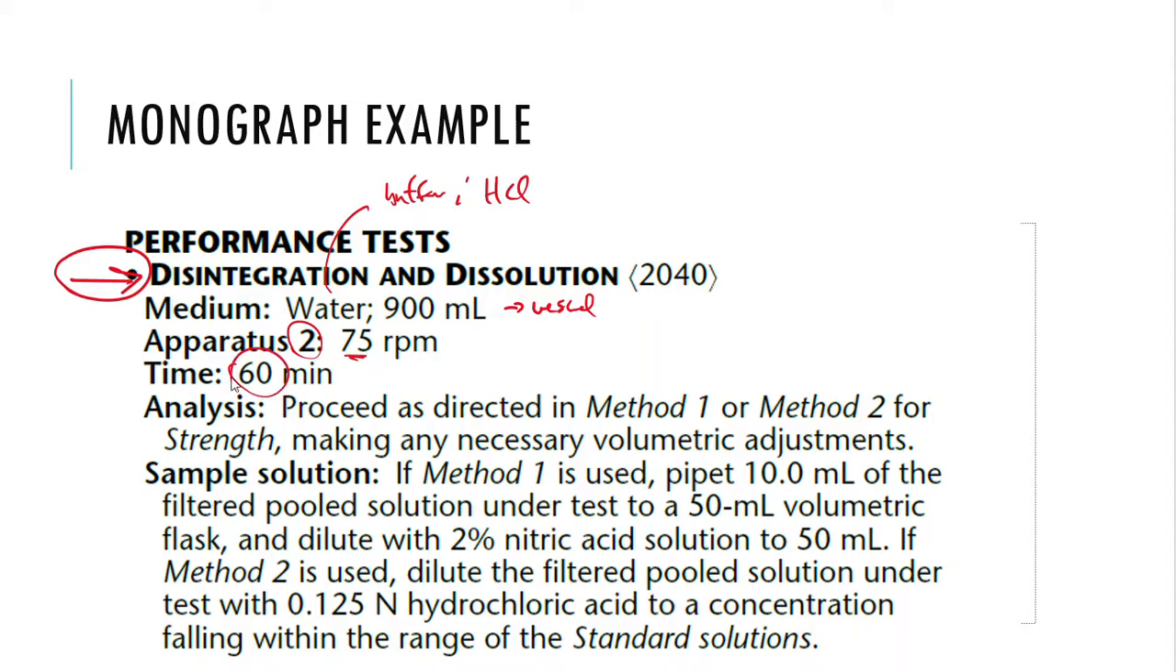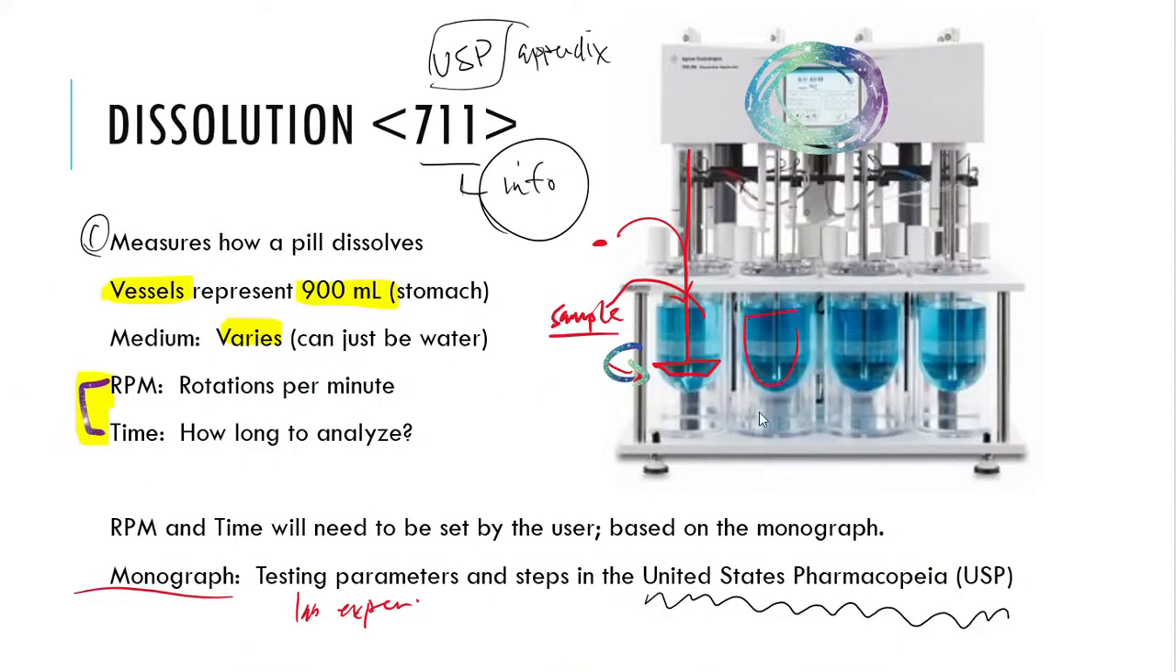The time interval is 60 minutes. So that means I'm going to be twiddling my thumbs for 1 hour, 60 minutes in total, before I get to go back and pull a sample at the very end. So this means from the time that I drop the pill into the vessel. Okay, so that's really it. There's our time interval. There's our RPM. I told you those were settings. And what goes into the vessel? Not water every single time, but the monograph will tell me what goes on the inside.